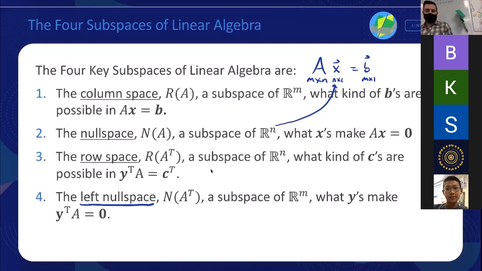The row space is also a subspace of Rn. The row space is just like the column space is the multiples of the column, the linear combinations of columns. What types of things can I get? The row space is when I take linear combinations of the rows. What kinds of things do I get?